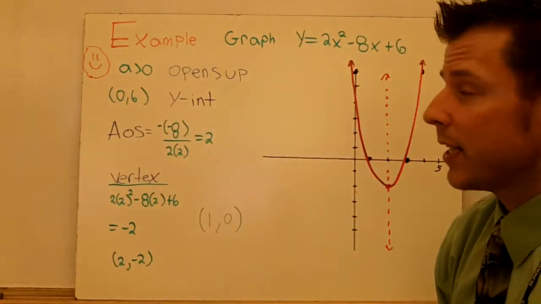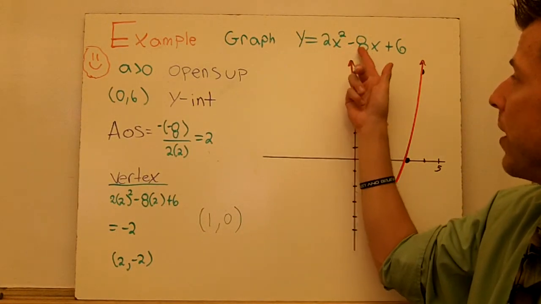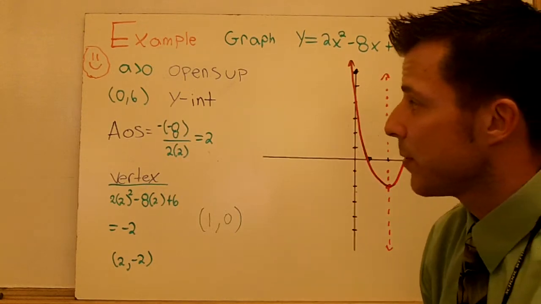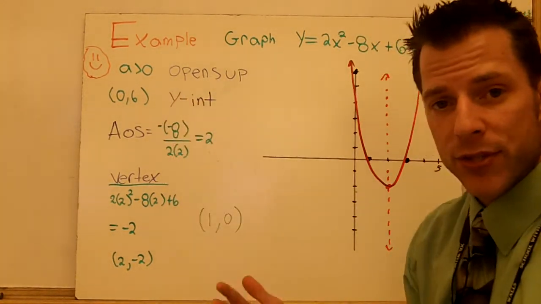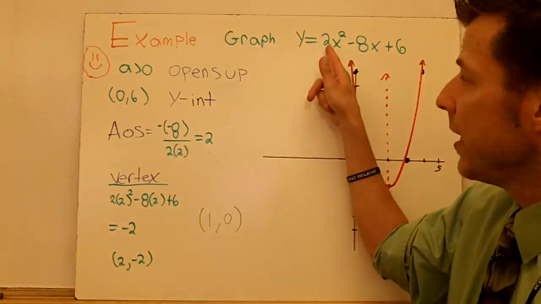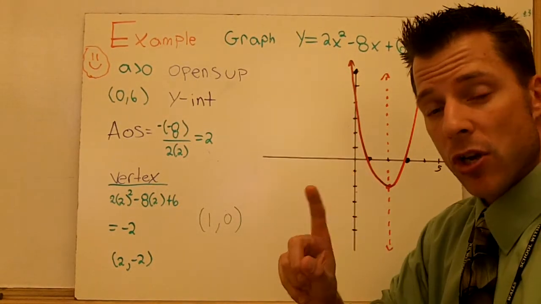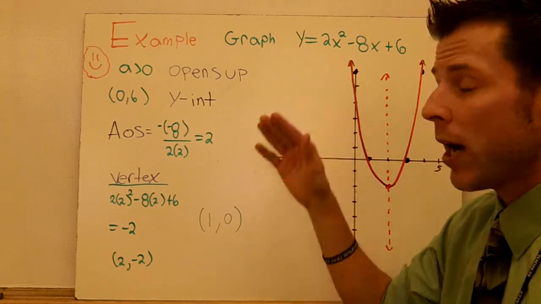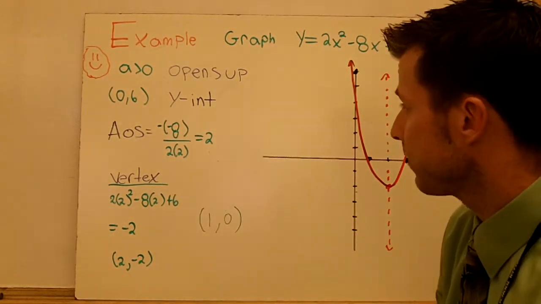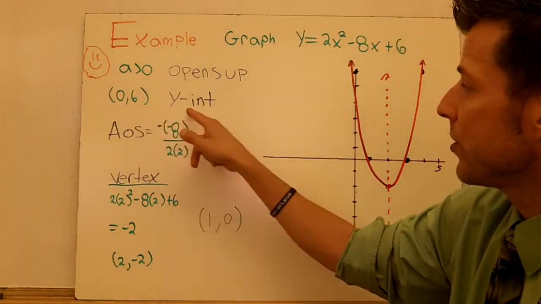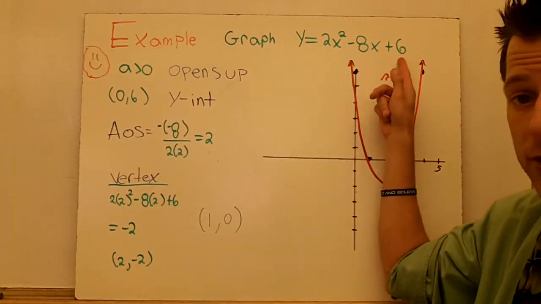All right, so in this example, we're going to graph 2x squared minus 8x plus 6. So again, number one, you're going to want to identify your variables. See what's going on here. A is 2, so the parabola is going to open up, and it's going to be more narrow, because that a value is greater than 1. So (0, 6) is the y-intercept. Okay, there's your c value.